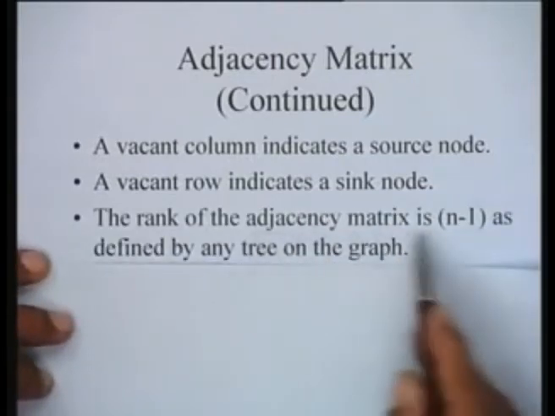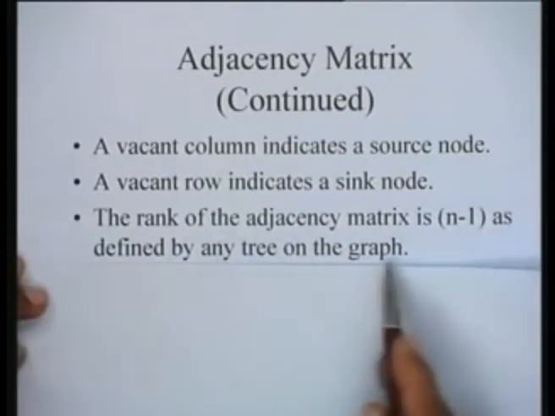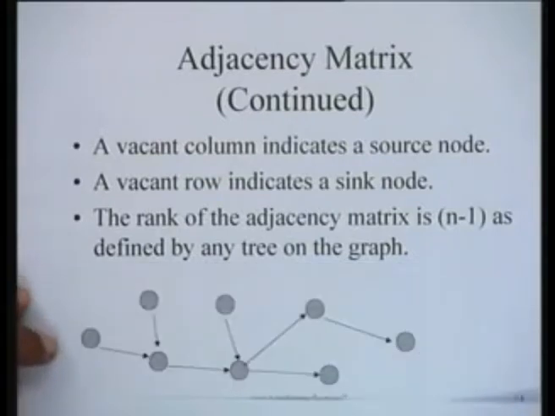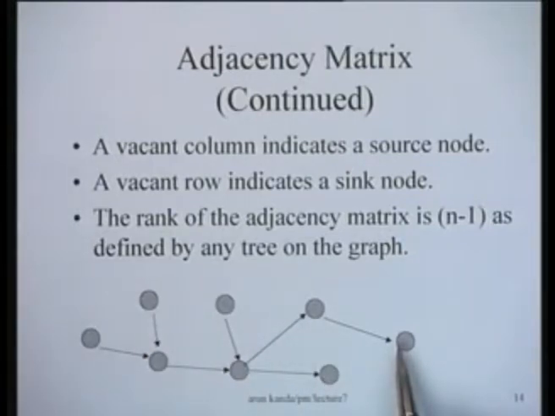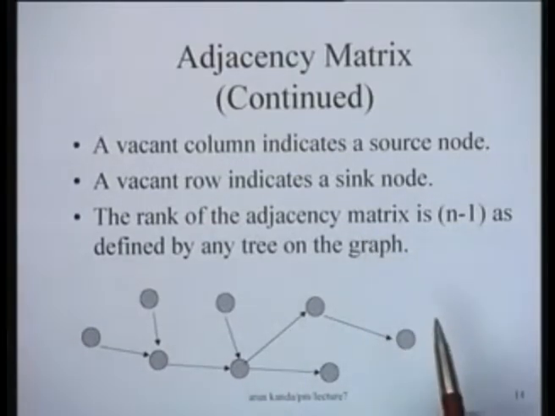The rank of the adjacency matrix is n minus 1, as defined by any tree on the graph. Any tree on a graph of n nodes will have n minus 1 arcs, just as this particular tree is there. If you take a tree of 8 nodes, a tree is defined as a structure which will connect the entire network but will have only 7 arcs. So this is one example of a tree on the network. So the rank of the adjacency matrix is actually equal to n minus 1, as we have seen.